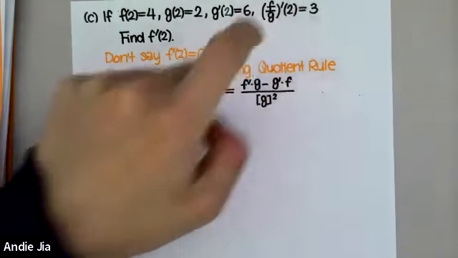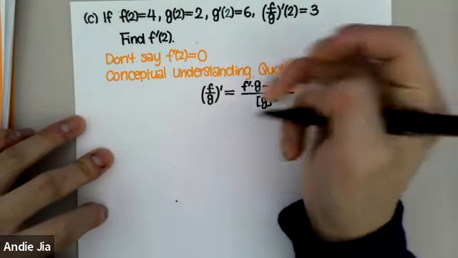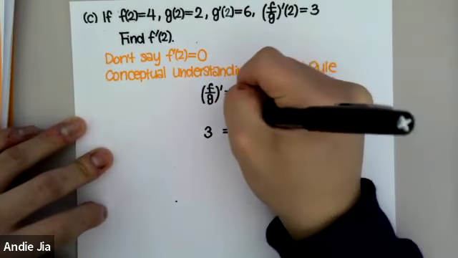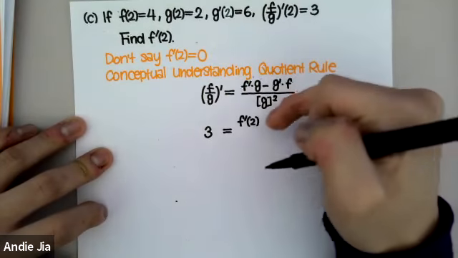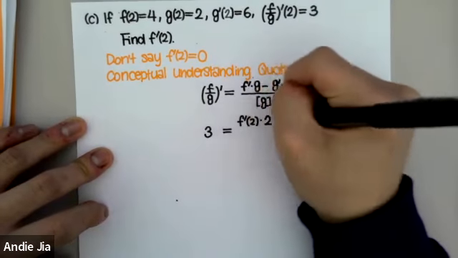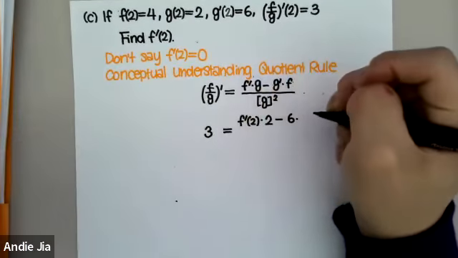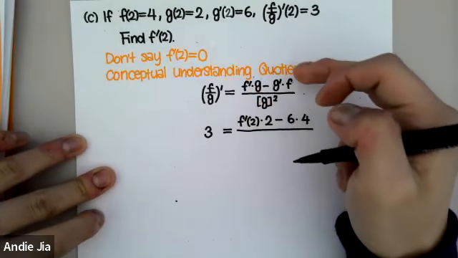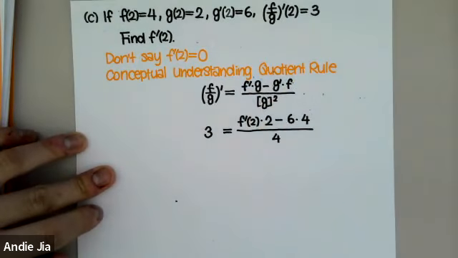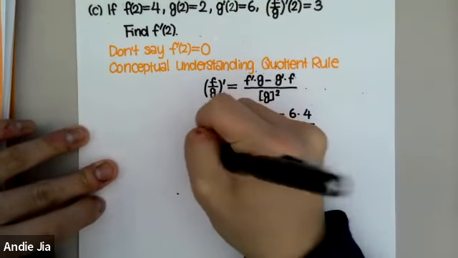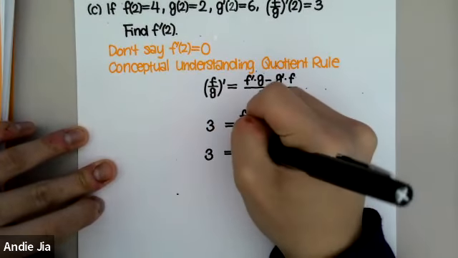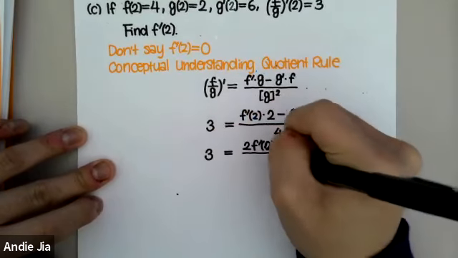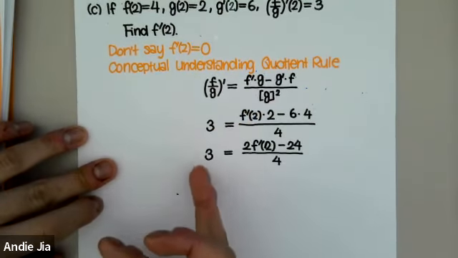And we are thinking, for the 3, just put them in at x equal to 2. f prime of 2, and we put them there and multiply by g of 2, which is 2, minus g prime of 2, which is 6, and we have f of 2 is 4. We have g of 2 is 2, times 4. And then we have this 3: 2f prime of 2 minus 24 over 4, is equal to 3.